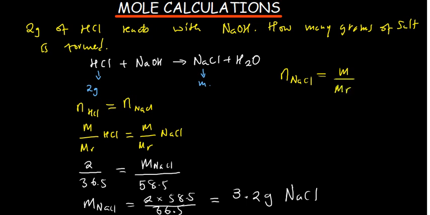Number of moles of sodium chloride, we know that that is given by mass divided by the molar mass. Now in this case, the mass that is produced is 3.2. The molar mass of sodium chloride is 58.5. So let's get that. 3.2 divided by 58.5. That is going to give us 0.0547.